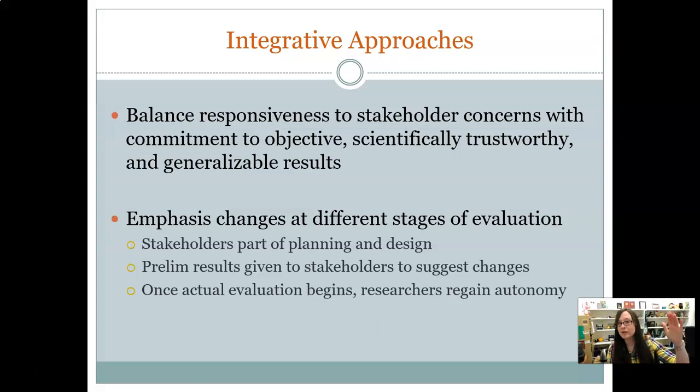You have told us what you want us to do. You've said we're on the right track. Now you're going to back off and we're going to do our thing. We're going to evaluate this. And then we're going to come back to you with the final results once it's done. Whether they're evaluating the program as it's going, or its effectiveness, or its efficiency, or whatever type of evaluation they're doing, the researchers become autonomous at that point once it starts.